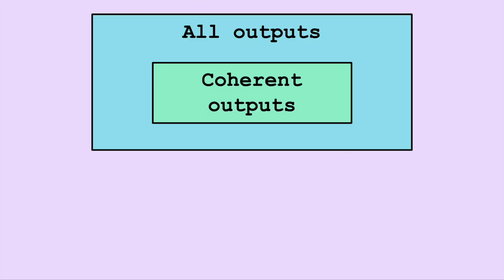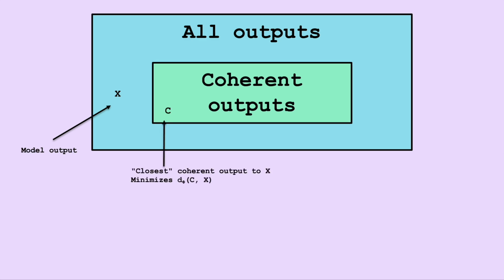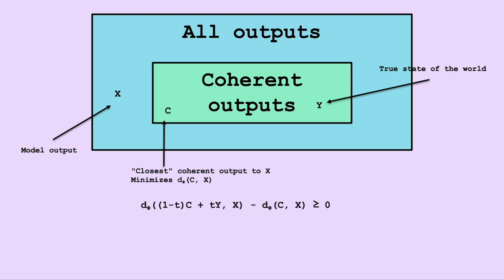Next, consider any possible output x, which we take to be the possibly incoherent output of our model. By convexity, among coherent outputs, there's a unique output C that minimizes the divergence between x and C. Take any coherent output y, which will represent the true state of the world. 1 minus t times c plus t times y is coherent because the space of coherent events is convex. We can find the following.